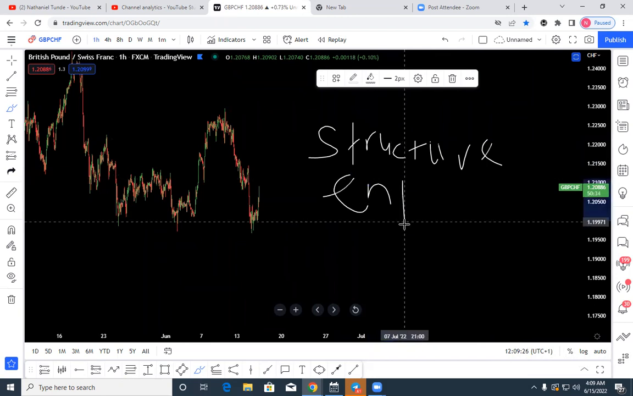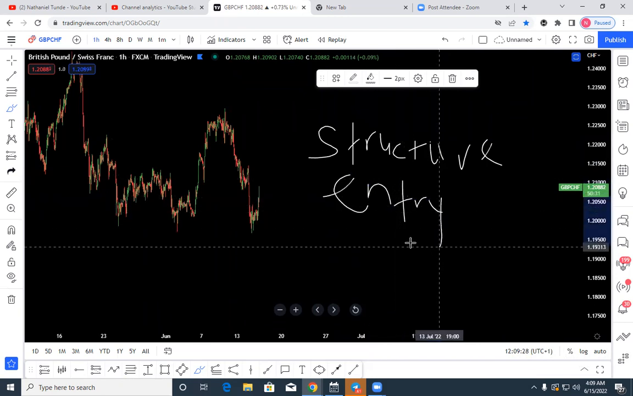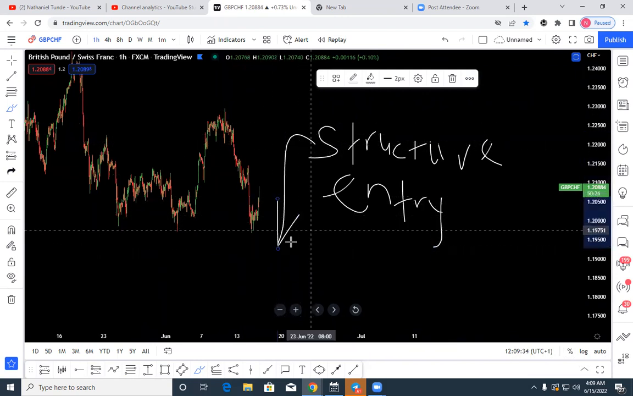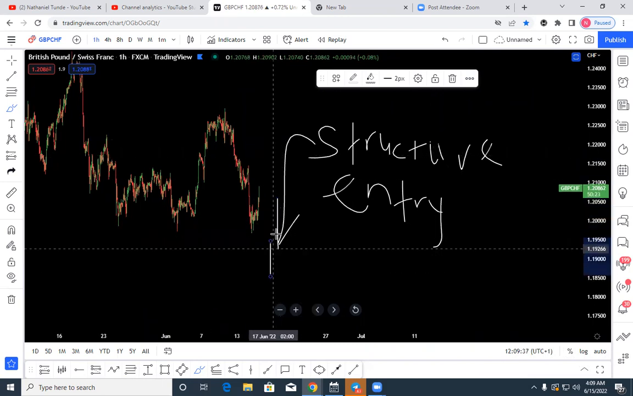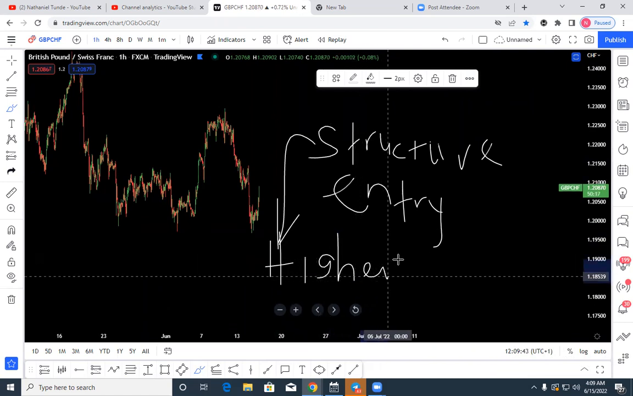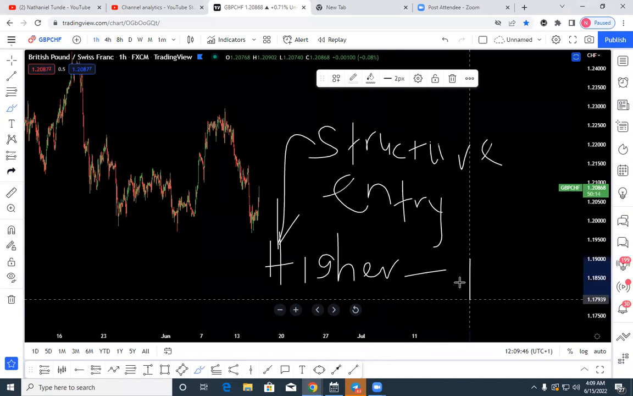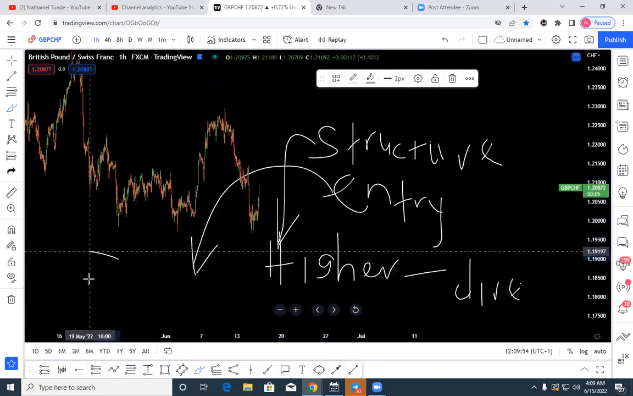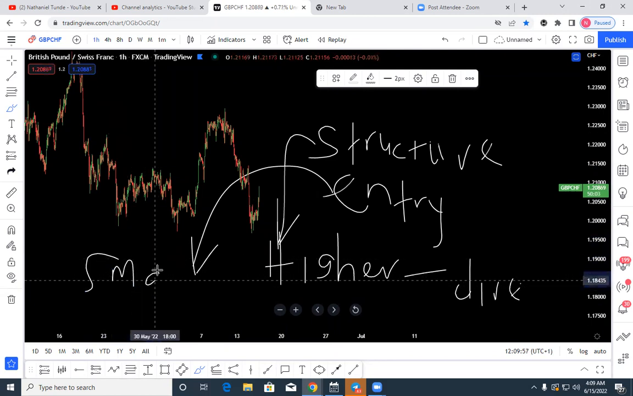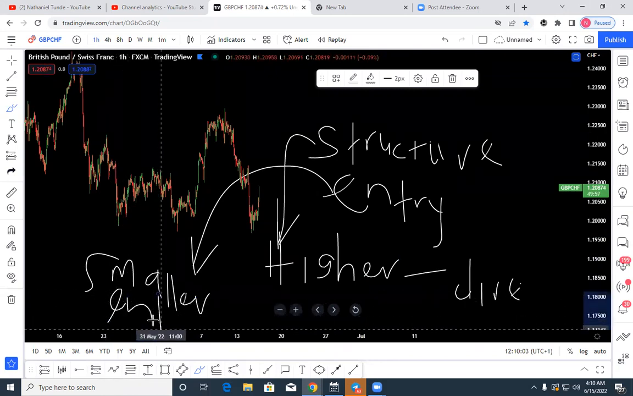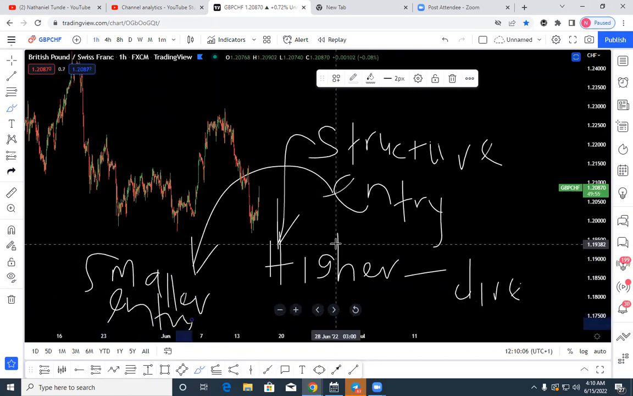This is entry. Okay. So this structure, in terms of my trading system, works hand in hand with higher time frame, with your direction. Higher time frame, and that is your direction. And then your entry is your entry here. Work with what? Smaller time frame, which is for what? For entry.